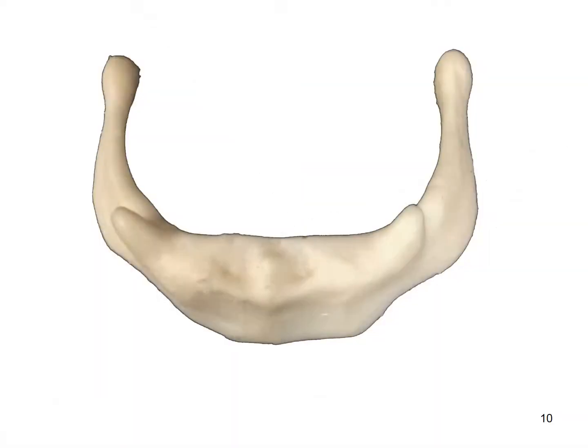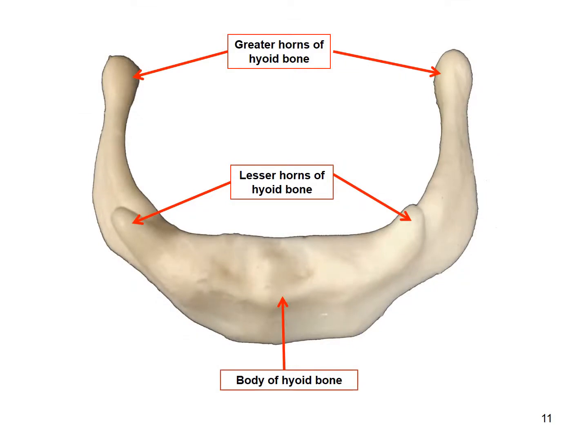And this will be the picture that we have in our lab manual. And just in case somebody needs to go into greater detail, we have the alternate names, the greater horns or cornu, and the lesser horns or cornu of the hyoid bone.